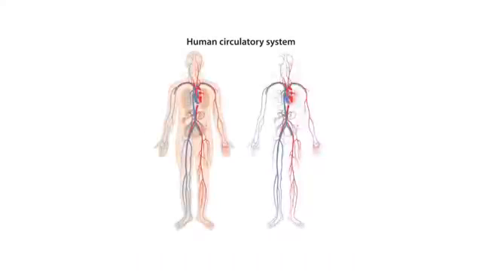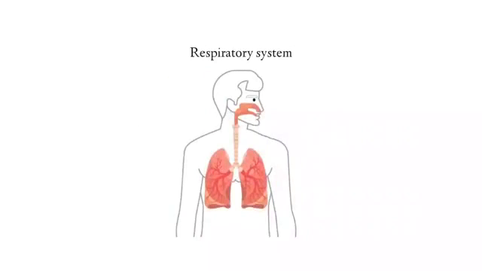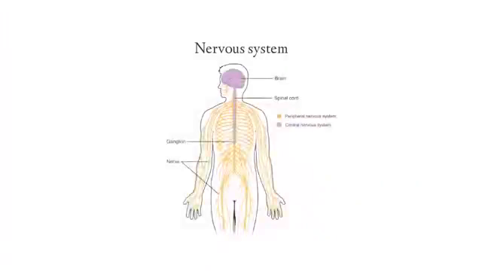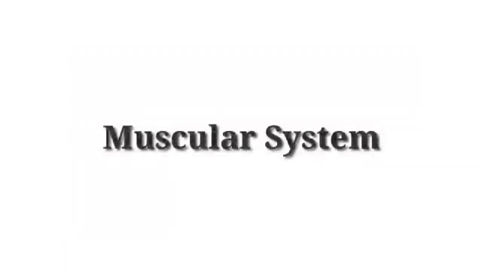Today I'm going to discuss about systems in the human organism. The 5 major organ systems in the human body are the muscular system, circulatory system, respiratory system, digestive system and nervous system. First, let us see about the muscular system.